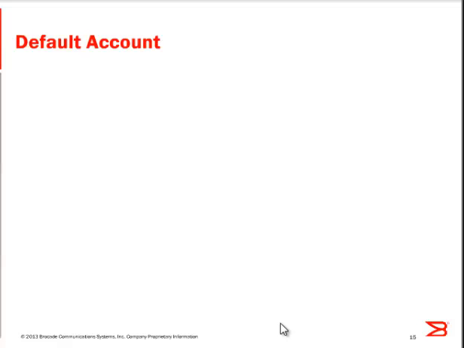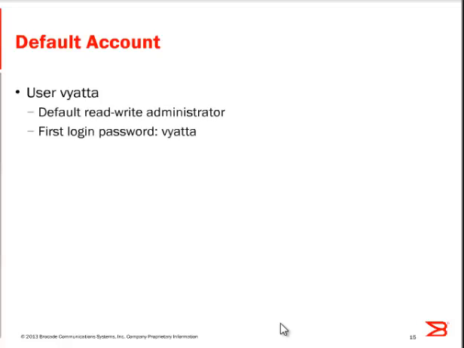Your vRouter has one pre-configured account. The Viata account is the default administrator. This account has full read-write access to the system. The first time you use this account, you'll use the password Viata. You will then be prompted to reset the password to something other than Viata. The new password will automatically be saved.